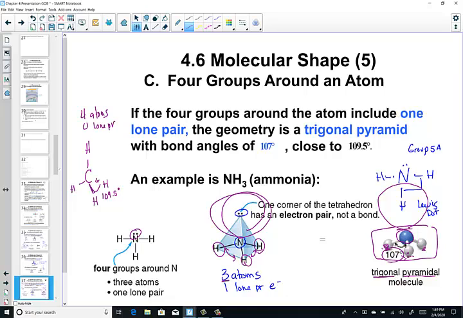But now all of a sudden, we've taken off one of the 4 attachments, and we have this big electron cloud up here, and it's going to smush these guys just a little bit closer together. So instead of the ideal 109.5, it's just a little bit smaller, 107 degrees between those hydrogen atoms.